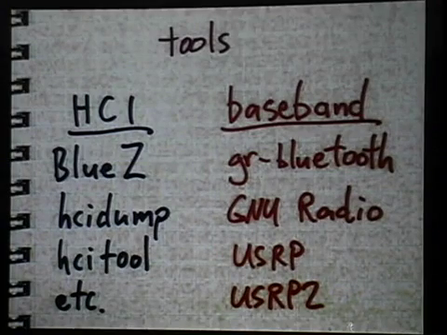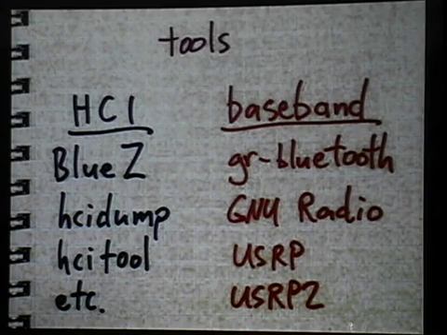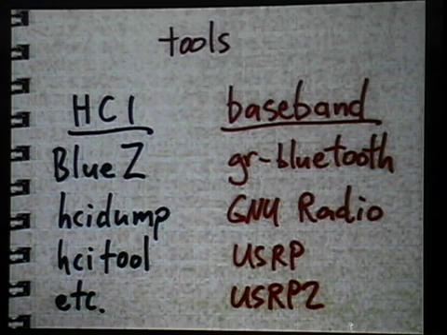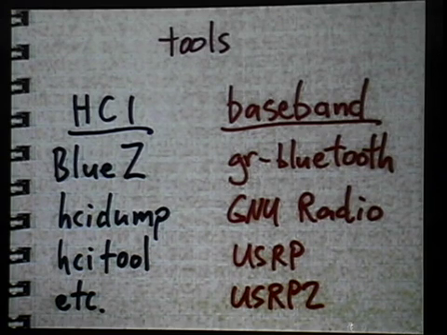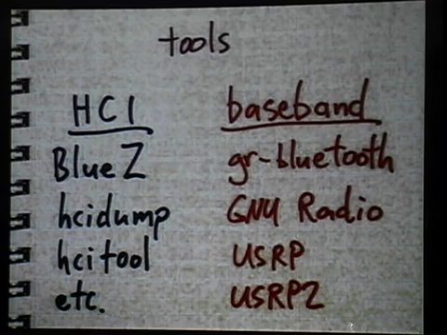So if we're wanting to explore these systems, we have two different avenues that we can take. One is the HCI layer and the other is the baseband layer. And the tools that I'm going to be talking about today fit into two categories. Some of them are HCI layer tools that are based on the BlueZ Linux Bluetooth stack. And the others are baseband tools using the GR Bluetooth project, GNU Radio, and the USRP from Ettus Research.